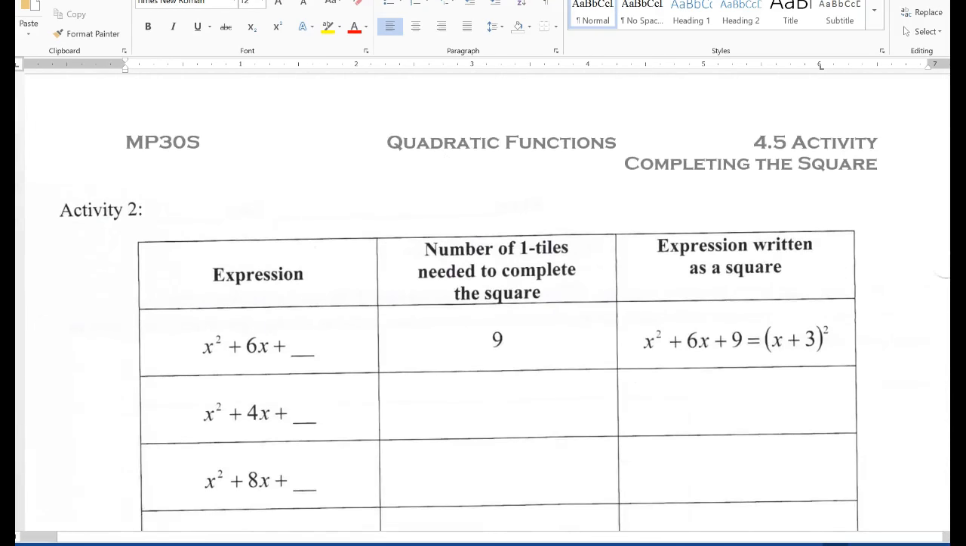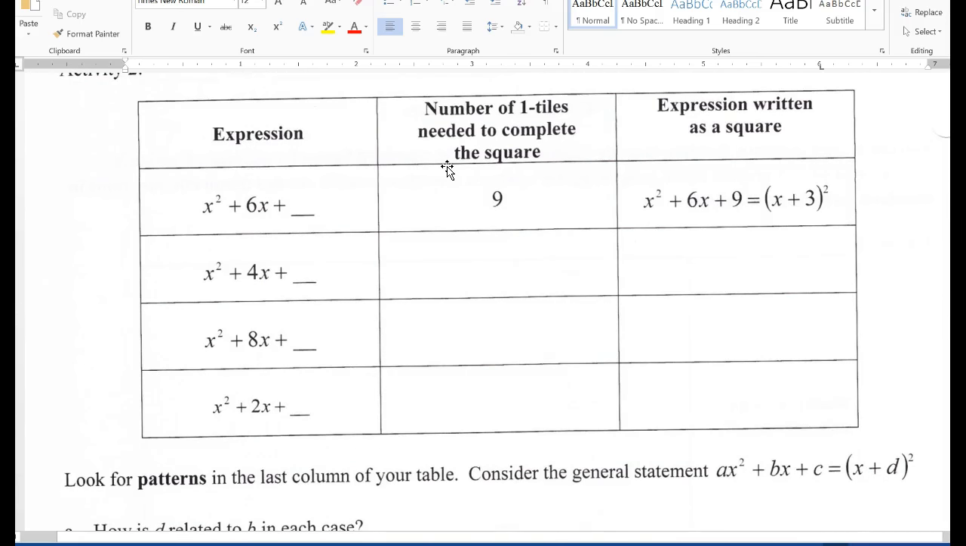So when you move on to activity 2, you're going to be doing the same sort of idea, except now we're actually going to be writing both pieces. So the expression written as a square. So the left-hand side being our given trinomial, and you're going to fill in the hole to figure out how many would make it a perfect square. You're going to tell me how many that was, and then you're going to fill in not only the trinomial but also the factored version, giving me the dimensions of that square.